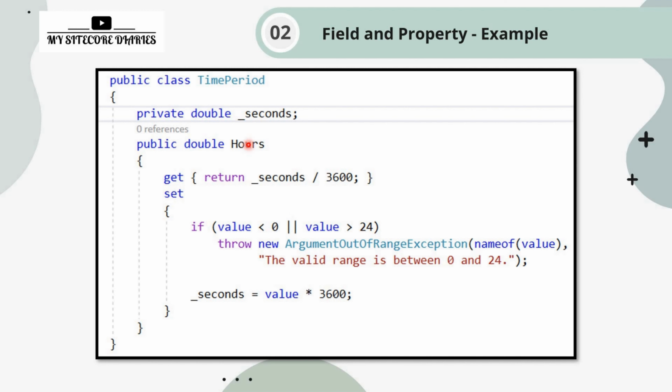So what it does when you are setting or modifying the value is, if you see, it is updating the seconds field value, which is private. From the outside you can access the hours, but inside the class it is setting the value for the seconds. So this is the example of the field and property.